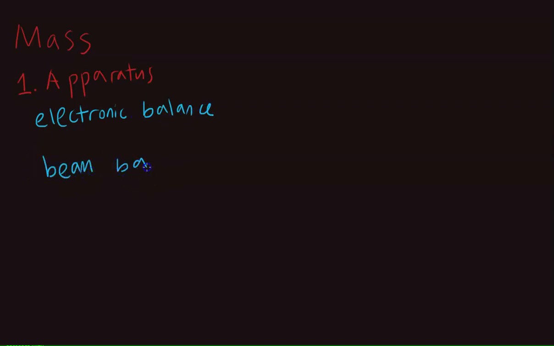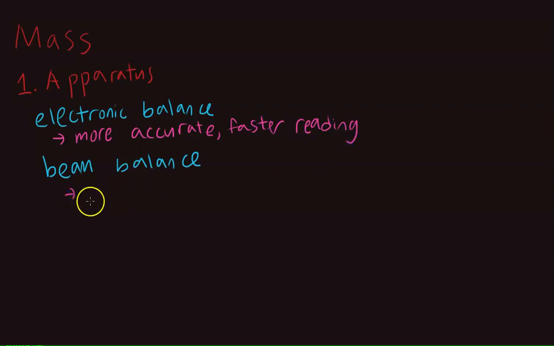So what's the difference between them? Like in the case of time, one of them is better than the other. Basically, the electronic balance is more accurate and gives a faster reading, whereas the beam balance is less accurate and slower. So that's the main difference between them.